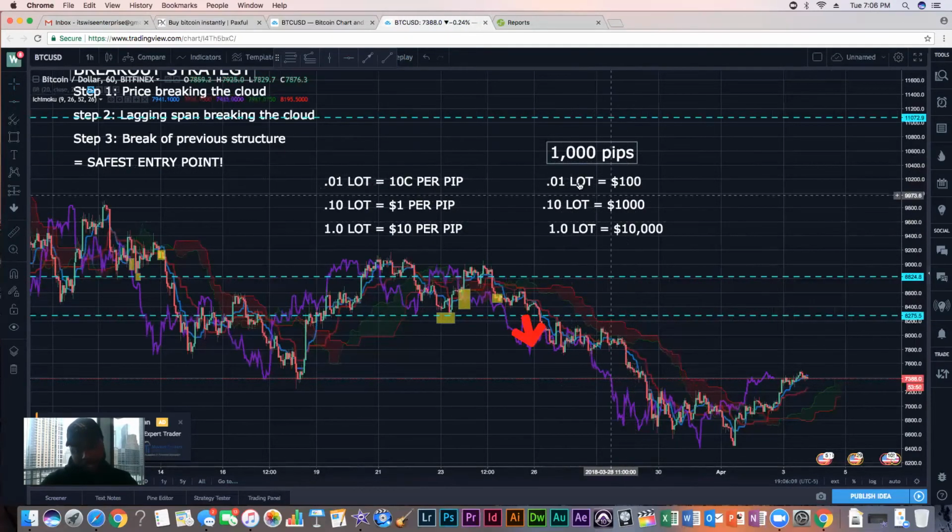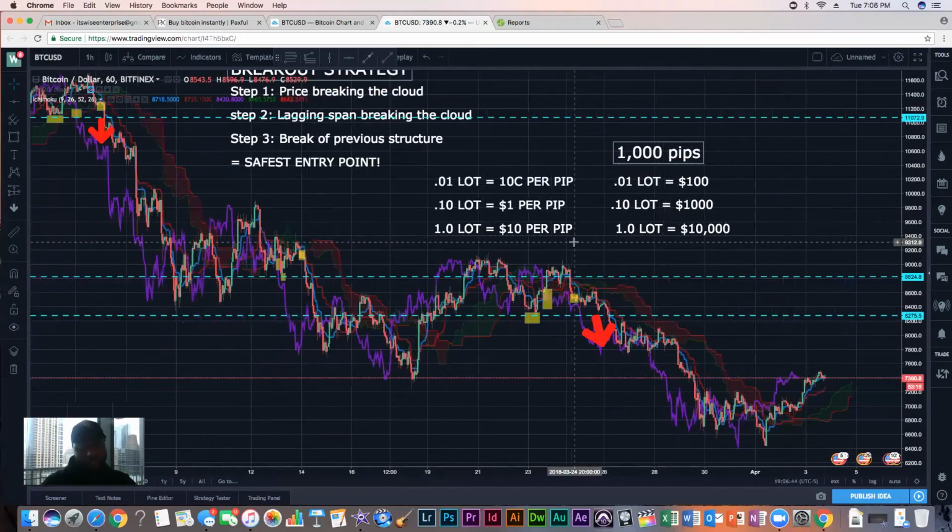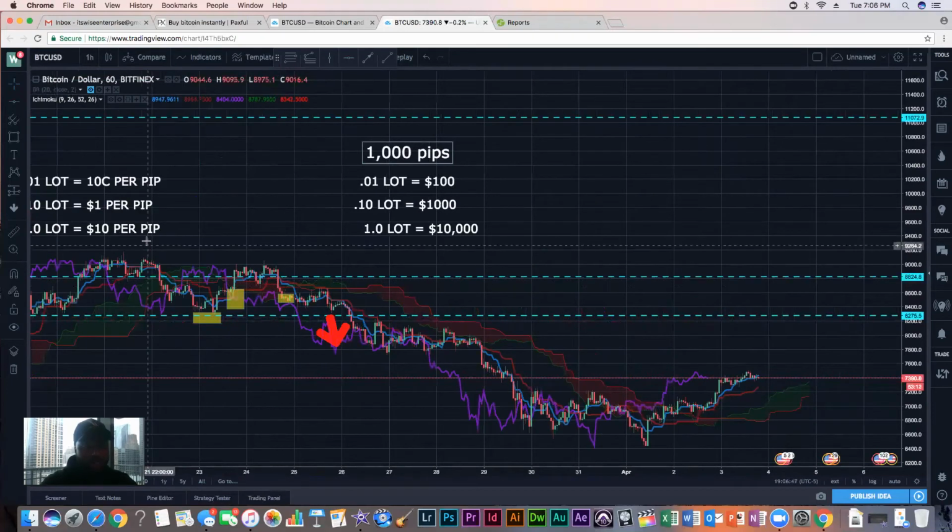1,000 pips. On a 0.01 lot size, you're making $100 on 1,000 pips. Just with 1 cent. With a 10-cent lot size, you're making $1,000 on 1,000 pips. So 0.01 equals 10 cents per pip, 0.10 lot equals $1 per pip, and 1.0 lot, which is a standard lot size, equals $10 per pip. You're leveraging 1 to 100. So on 1,000 pips, you could have made $10,000 on a standard lot. Just imagine that.